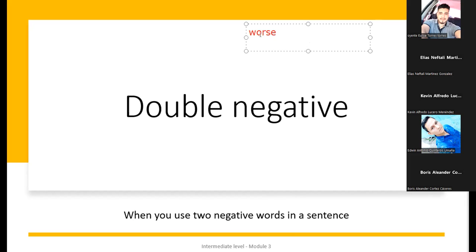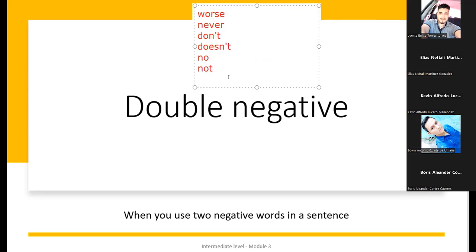Something that says no, never, okay? We could also say don't, another way to say no, right? Another way to say no for the third person, doesn't, yeah? And all the auxiliaries that make the verb negative, that transform the action into negative, right? Also, we could say no, not.